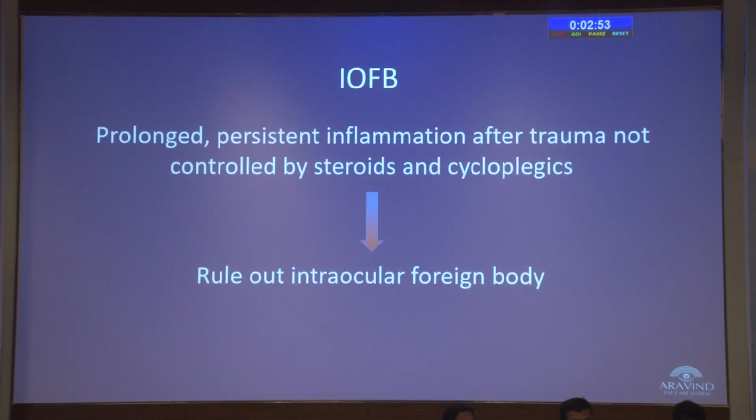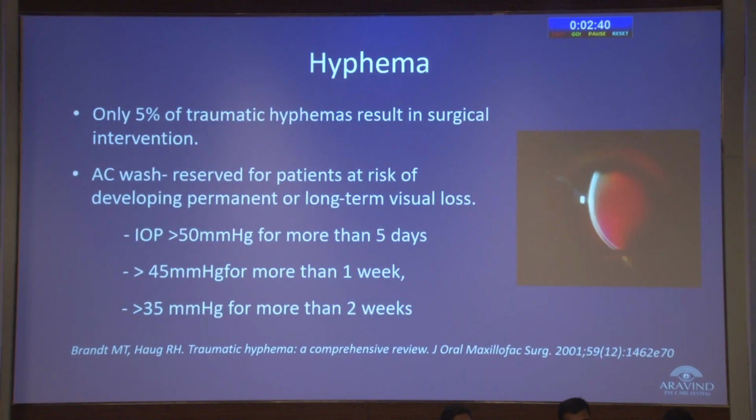So we have to remember that if a patient is having prolonged persistent inflammation after trauma, which is not at all getting controlled with steroids and cycloplegics, then we have to rule out a retained intraocular foreign body. And in patients with hyphema, almost 95% of traumatic hyphemas settle with conservative management alone. Only 5% of traumatic hyphemas need an AC wash. So this AC wash is reserved for patients if the IOP is really high: more than 50 mmHg for more than 5 days, or more than 45 mmHg for more than 1 week, or more than 35 mmHg for more than 2 weeks.